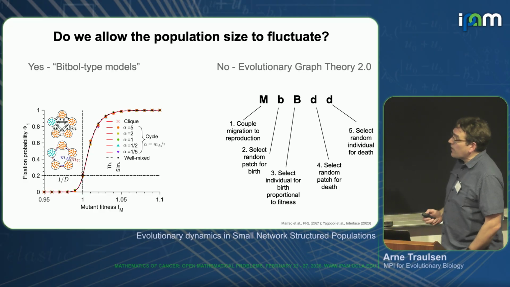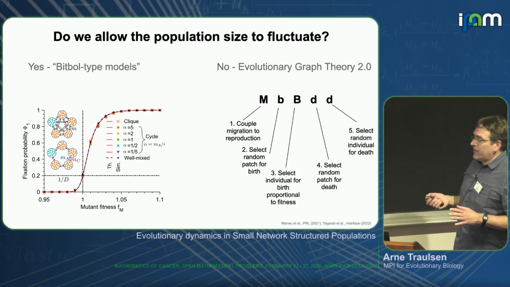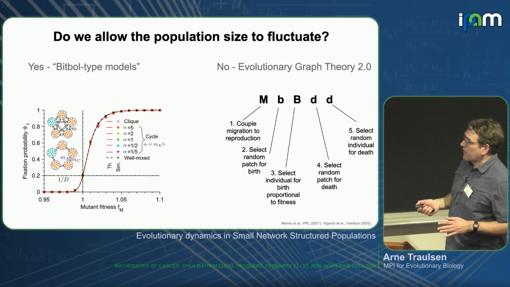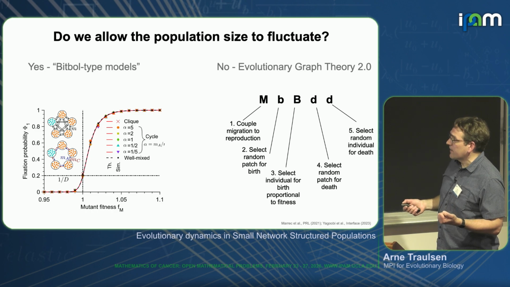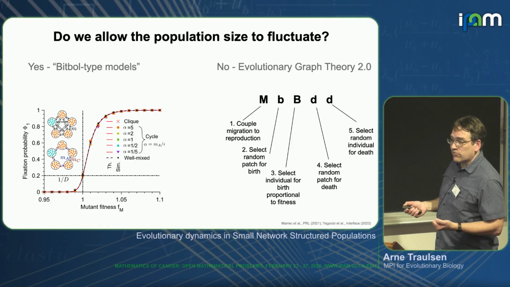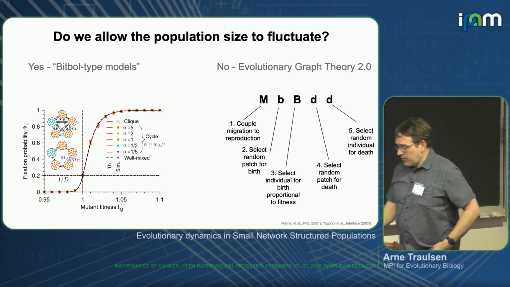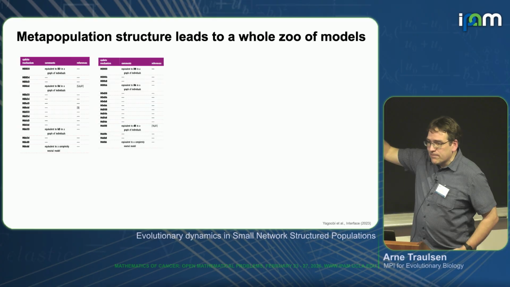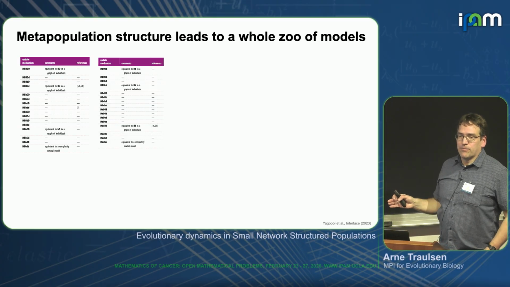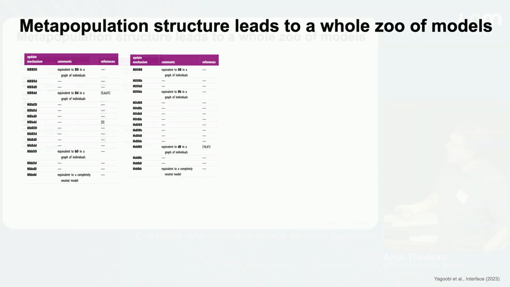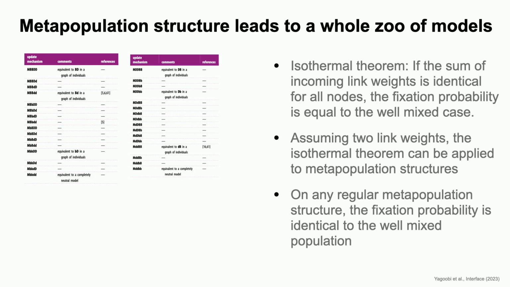If we don't, we have some sort of evolutionary graph theory of the second kind, where you can couple migration to reproduction, and then you have to say, how do I select a patch where something happens? How do I select an individual from the patch? How do I select for death from which patch? And how do I select within that patch? That means you have a whole table of different things, and most of these things are completely unexplored. So people concentrate on very few, and that's where we have references here on this table. So it's a big table, a zoo of models, and most of them are completely unexplored, and I don't think that it's justified to just not do this at all.